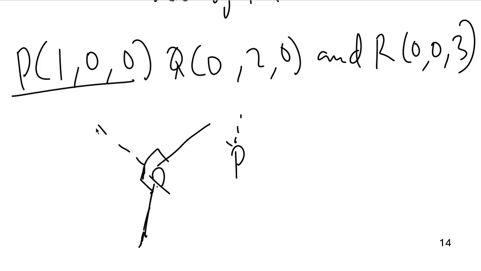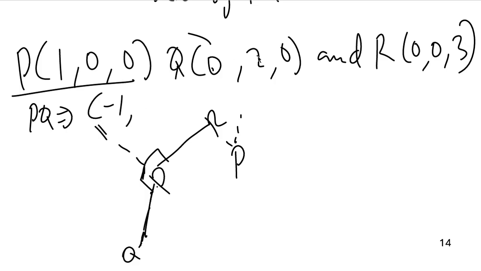And then this is the normal. So all we simply need to do, let's say this is Q and this is R. So we take PQ and PR and then get the cross product. So PQ is going to be what? Q minus P, right? So 0 minus 1 is minus 1. 2 minus 0 is going to be 2. And 0 minus 0 is going to be 0.